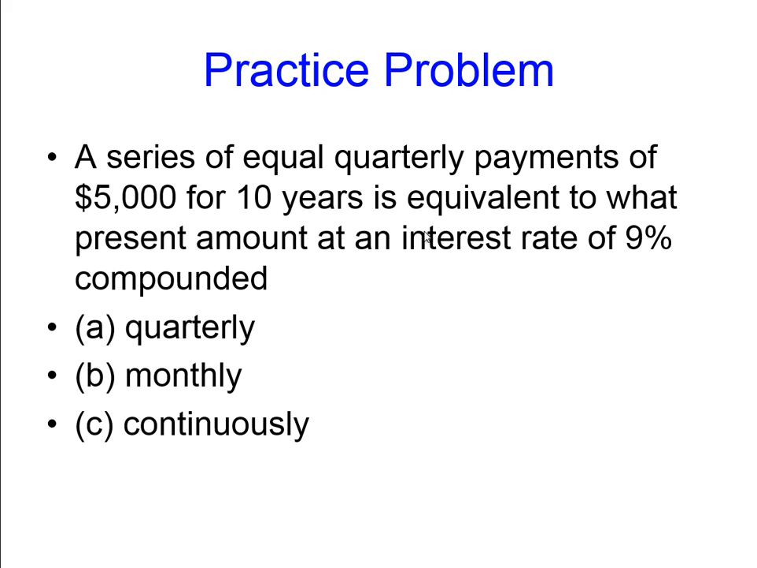Let's take another example, and in this one we are trying to find the present value or principal value if we made equal payments of $5,000 quarterly for the next 10 years with interest rate of 9% compounded. The first question will be when it's quarterly, the second question will be when it's monthly, and the third one when it's continuously. So we have three parts of the question, and we will solve each part separately. So let's start with the first part, when it's quarterly.